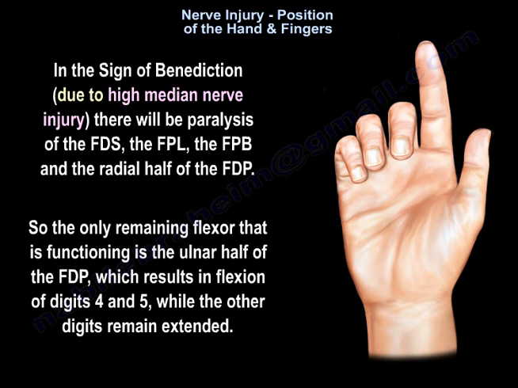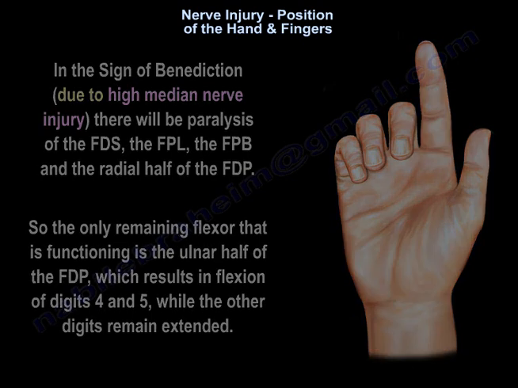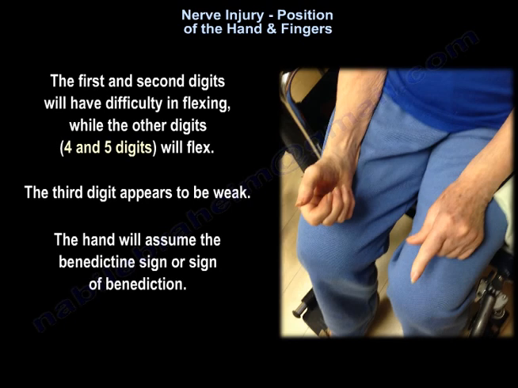So the only remaining flexor that's functioning is the ulnar half of the flexor digitorum profundus, which results in flexion of digits 4 and 5. The other digits remain extended. So what happens is the first and the second digit will have difficulty flexing, while the other digits, 4 and 5, will flex. The third digit appears to be weak. The hand will assume the Benedictine sign, or sign of benediction.